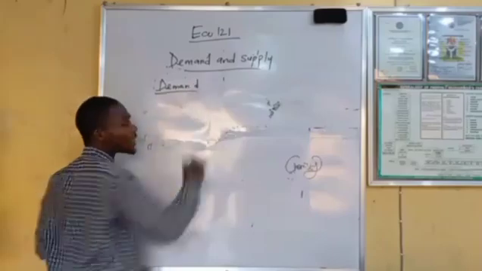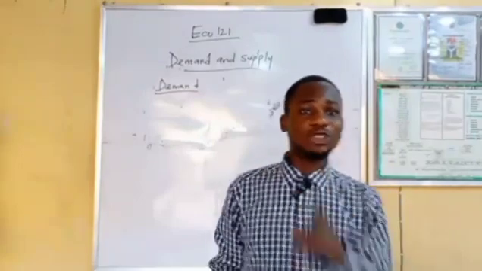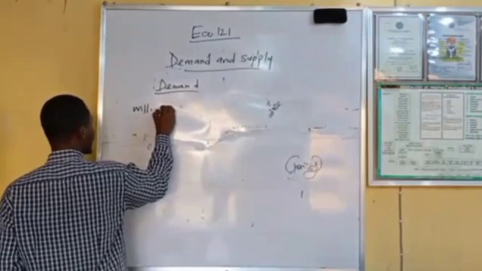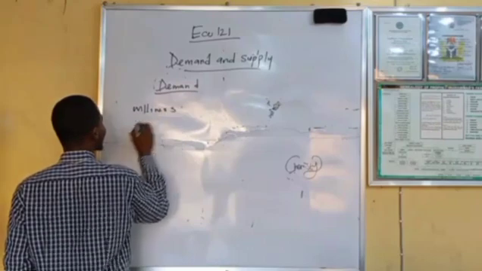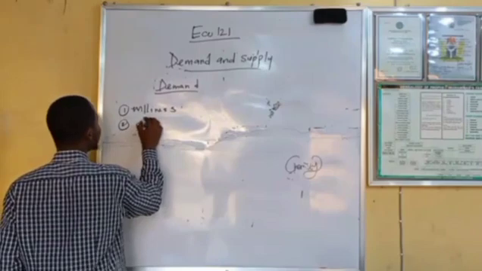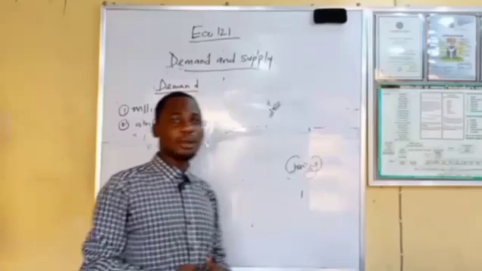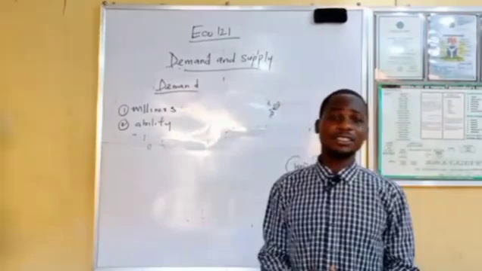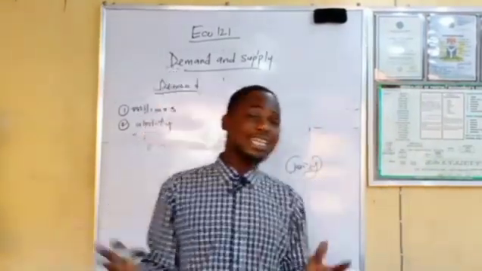Demand. Now, if we are talking about demand, there are two terms that should come to your mind, which are what? Willingness, and the second one, ability. Demand brings about willingness and ability to get a particular commodity at a given price.